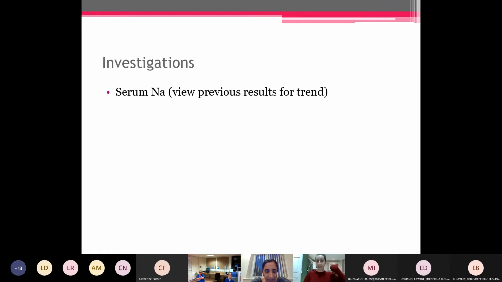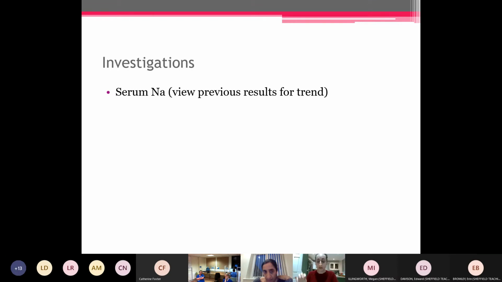And then the next thing, we want to do investigations. So obviously we want to know what the serum sodium is, but we want to know the trend. I had a lady recently admitted to AMU in the Northern from a GP with hyponatremia, and it was low, like 124 or something, but it had been like that for years, since I think 2009 or something like that. So could have avoided an admission really, I think.